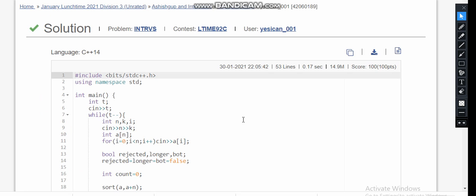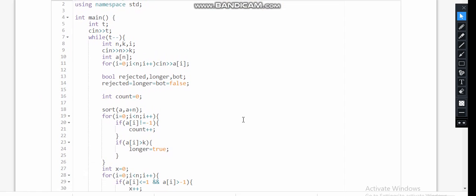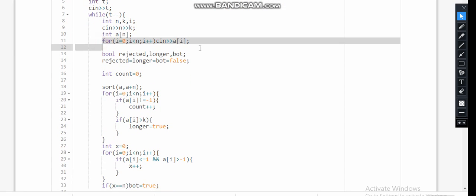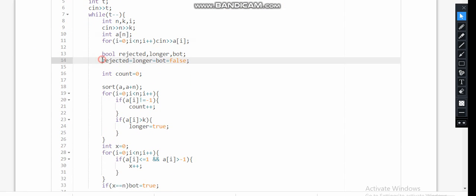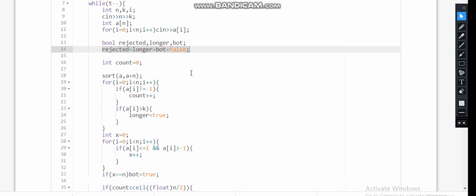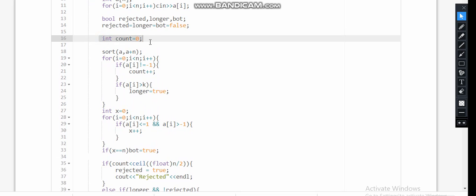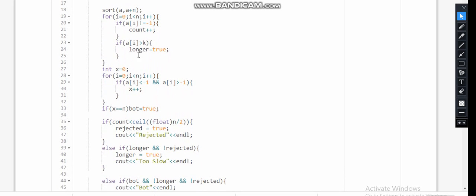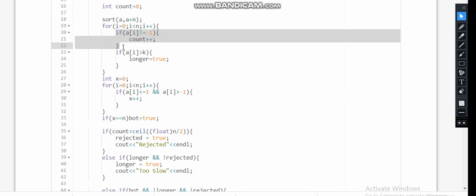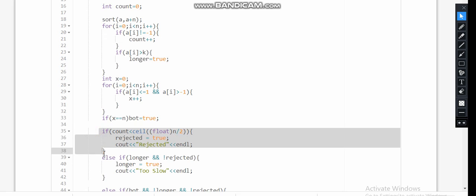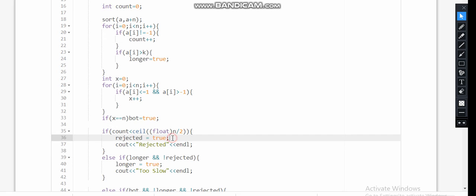Now let me show you the code for this. So this is the code. I have taken input here, and after that I have declared three boolean variables and initialized them to false. Then I have kept a counter, counting how many are not -1, meaning how many questions he has solved. And this I have used here. If ceil is more than this, then he is rejected, and I have made rejected true.